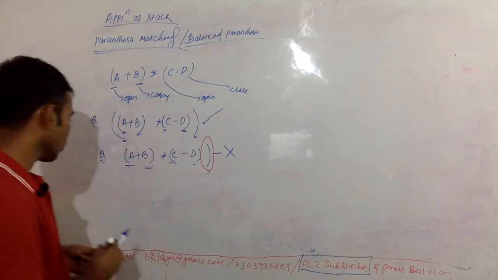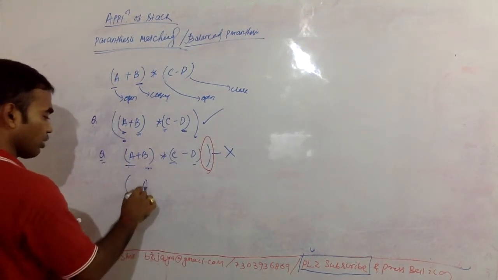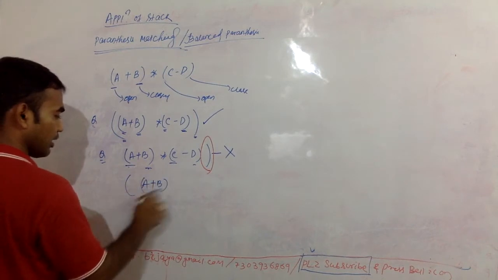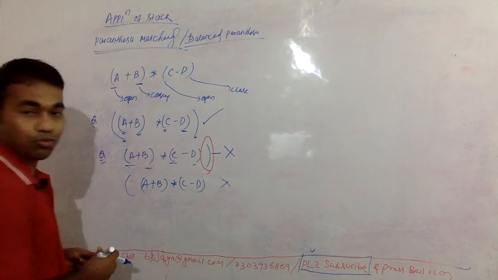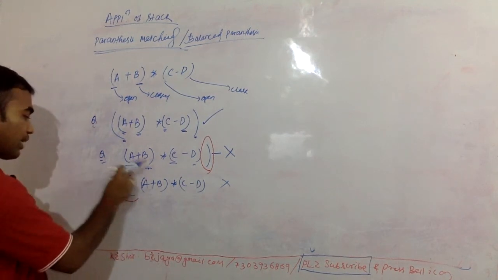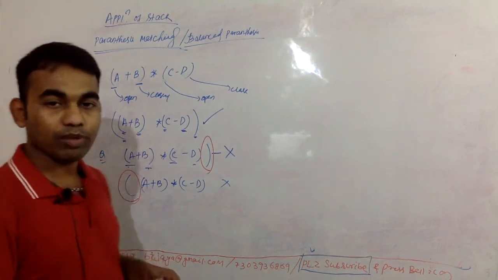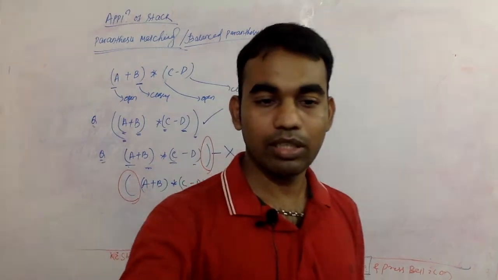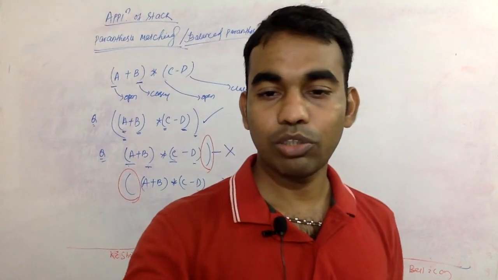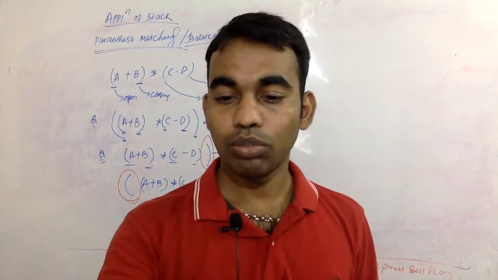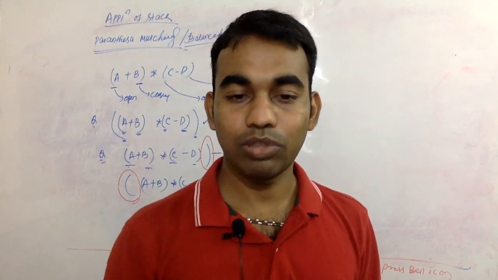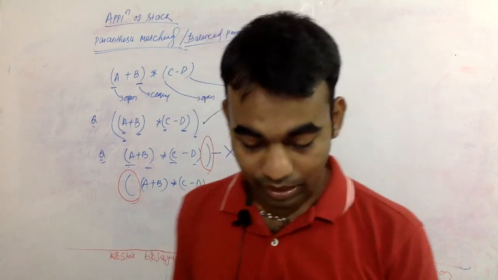Okay. If I take a similar example, a plus b into c minus d, this is also not balanced. Why? Because there is an extra bracket present in this expression. Now the question is, how can I do the same thing using this stack, right? How to solve this one?